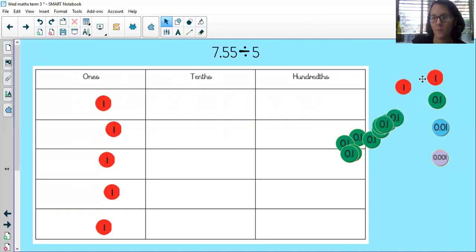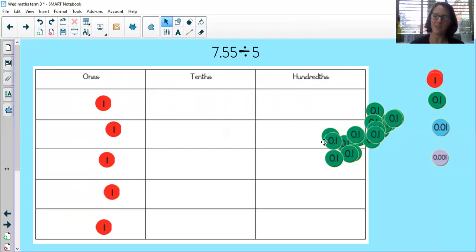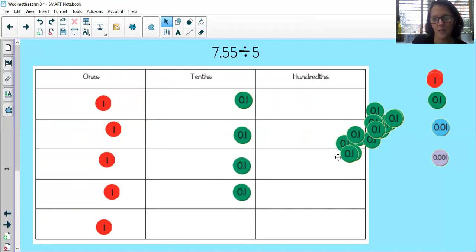And do the same for the other one. 1, 2, 3, 4, 5, 6, 7, 8, 9, 10. Okay, so I've got my 2 ones that I've just converted to these, haven't I? So I'm going to split these out now. I can't put these in this column because they're not ones, are they? They're tenths, so I'm going to put them here. Do you know already how many will go in each one? There's 20, and I'm dividing them between those 5.